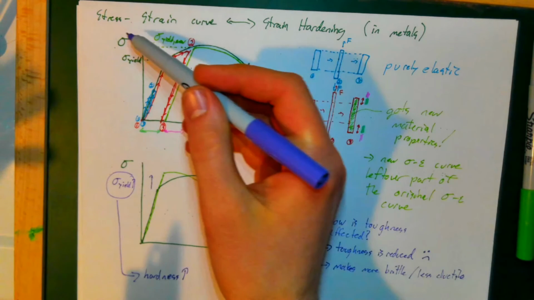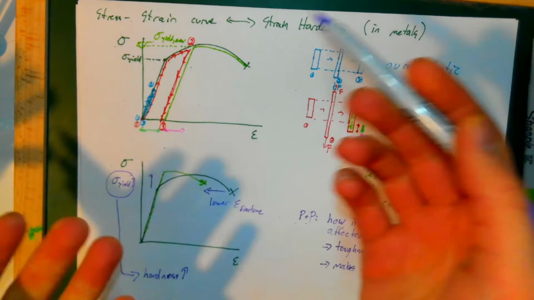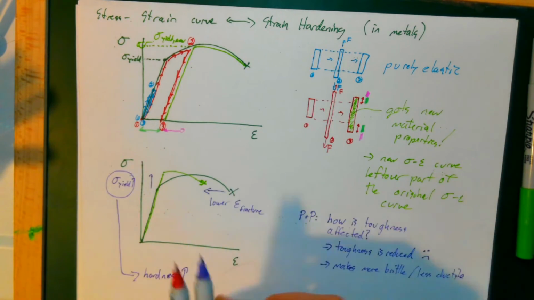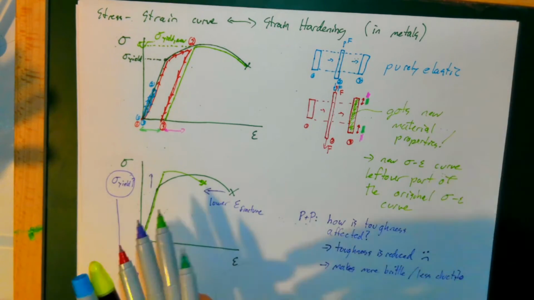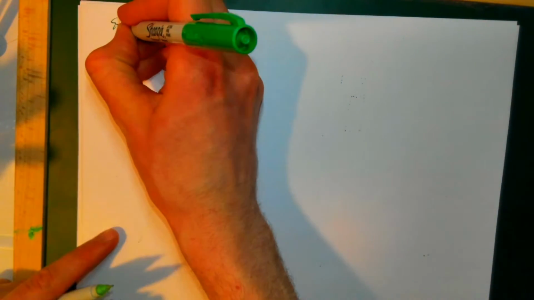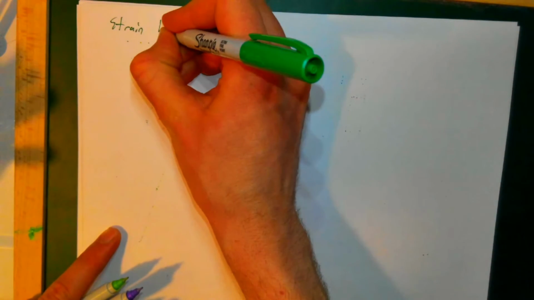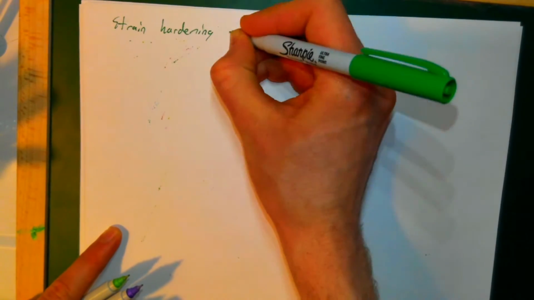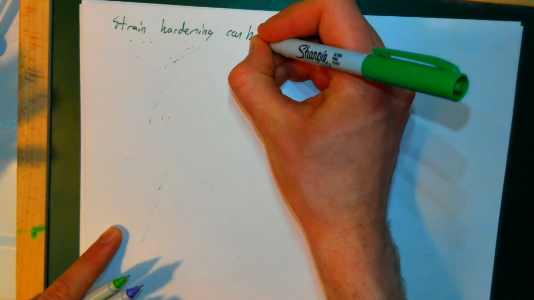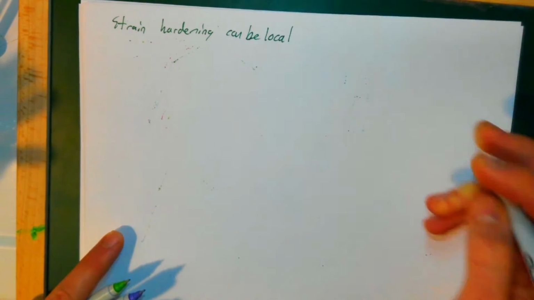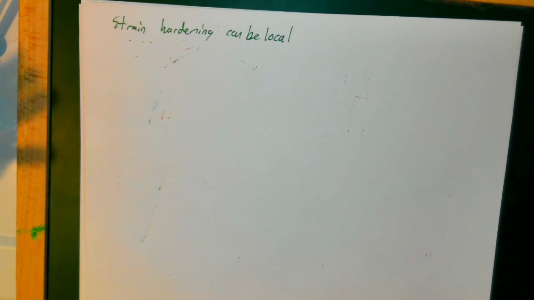So the stress strain curve, you know, the changes in the stress strain curve are accompanied here. It turns out that when we're considering this idea for strain hardening, this can basically be a local effect. So strain hardening can be local. So what does that mean?